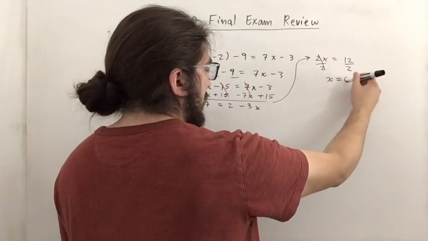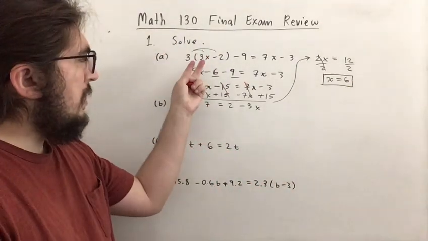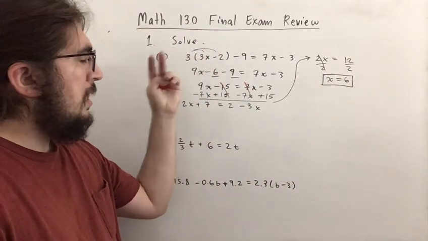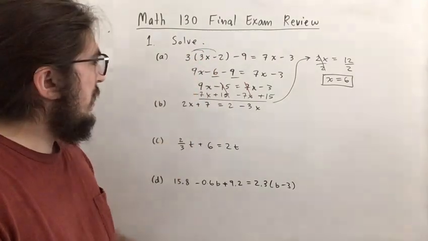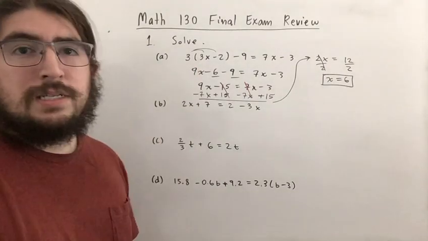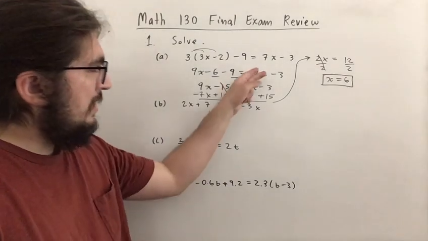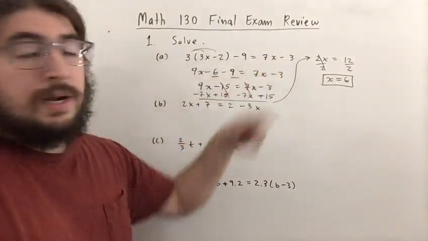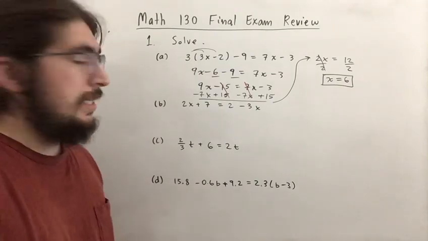And you can, of course, check this just to verify it's correct. In fact, it's pretty easy to check. 3 times 6 is 18 minus 2, that's 16. 16 times 3 is, I guess, 48. 48 minus 9, that's 39. And then 7 times 6 is 42 minus 3 is 39. So that checks out. Right? I may not check all the other ones, but let's see.